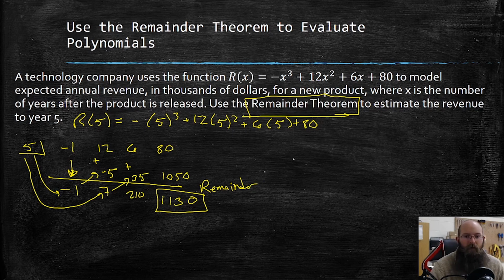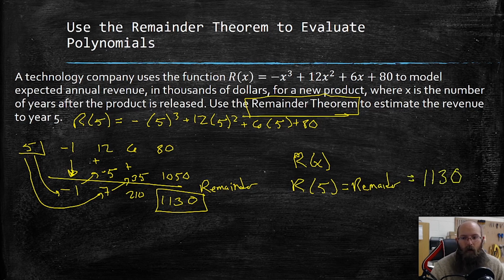So the remainder theorem says that if I take that function, R of x, and I plug in that 5, that's going to get me the same thing as my remainder when doing the synthetic division, which in this case is equal to 1,130. And that's in thousands of dollars. So this is actually $1 million, which is kind of nice. So that's this one, and let's go on to our next one.